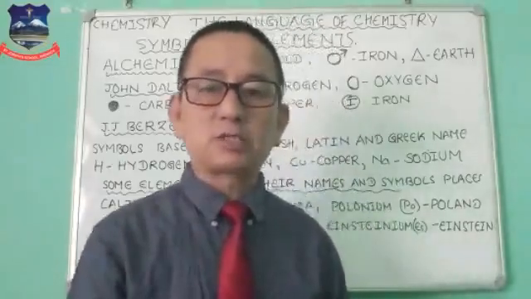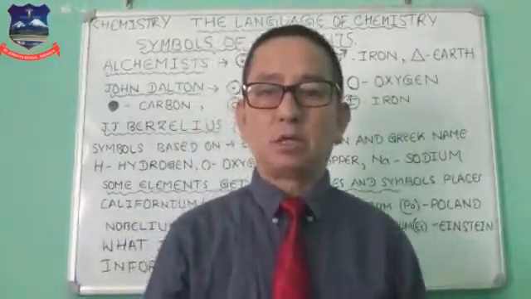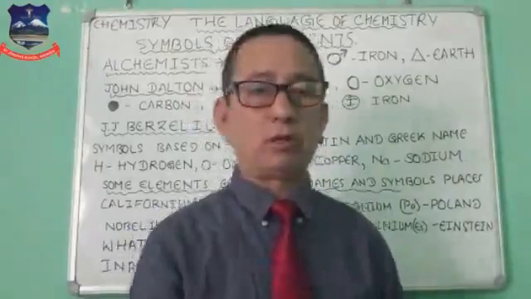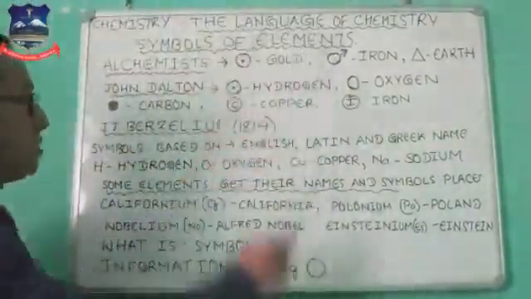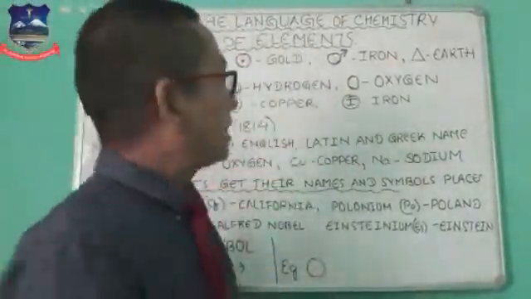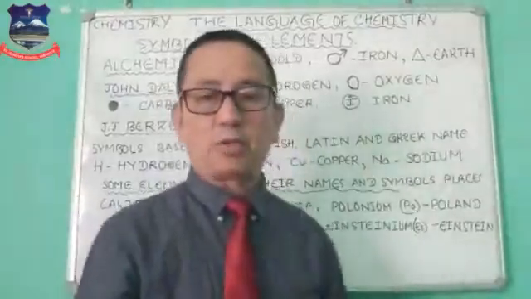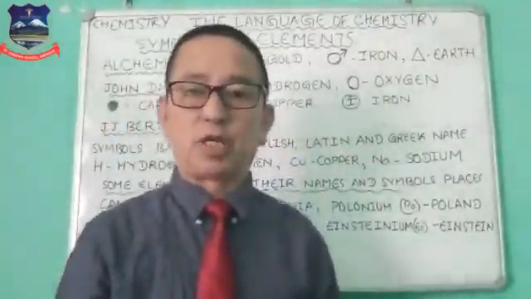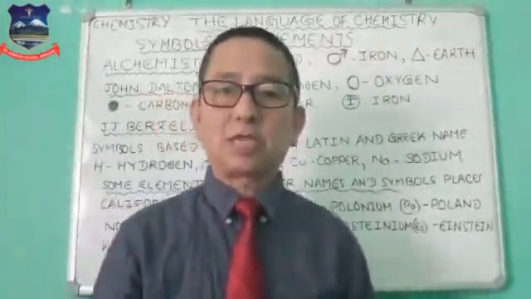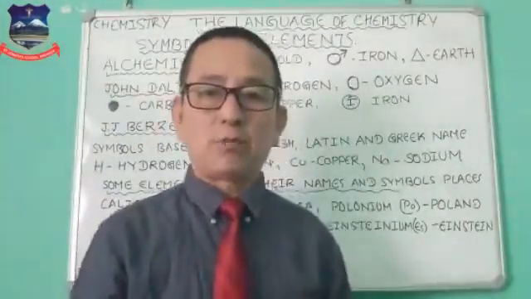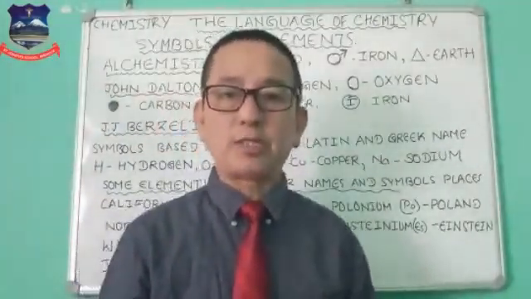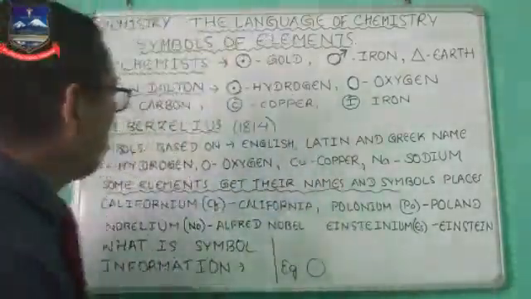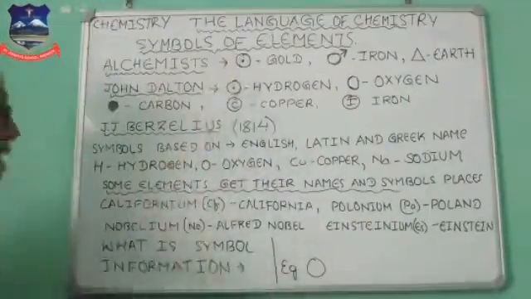Here all these symbols, chemical formulas, and chemical equations we will learn in the language of chemistry. Chemistry has its own language, which is known as the language of chemistry. It consists of chemical symbols, chemical formulas, chemical equations, and balancing the equation. Now we have symbols of elements.